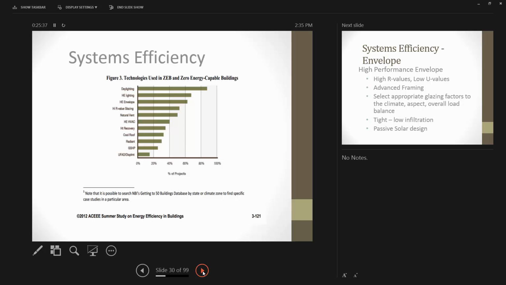This is just an example in getting to net zero energy, and what, in net zero energy buildings, considering a number of net zero projects, what were the strategies that they employed? It's just an interesting one because, again, the daylighting and the high efficiency lighting were actually a part of every single net zero building just about.